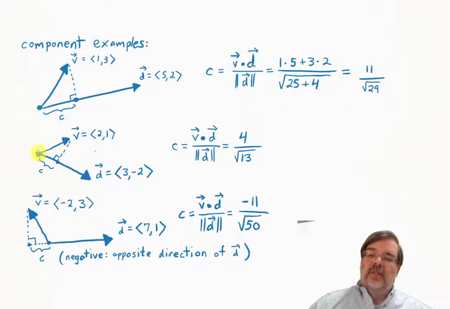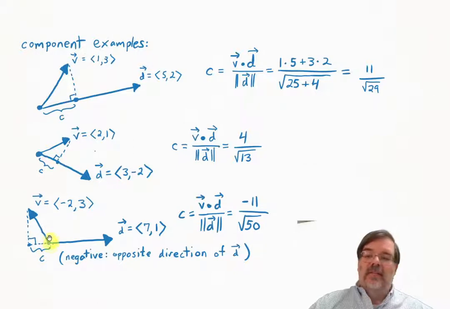As another example, let's say we have the vector v equal to 2, 1, and the vector d equal to 3, negative 2. We want to find that component. Well, v dot d, that's 2 times 3 plus 1 times negative 2. That's 4. The length of d is the square root of 9 plus 4, which is the square root of 13. Right? And that's the length of this line here.